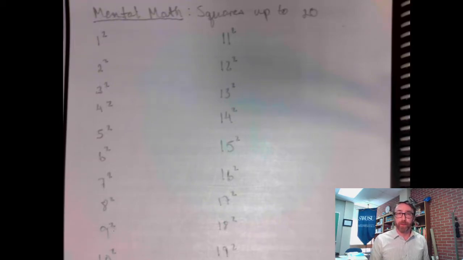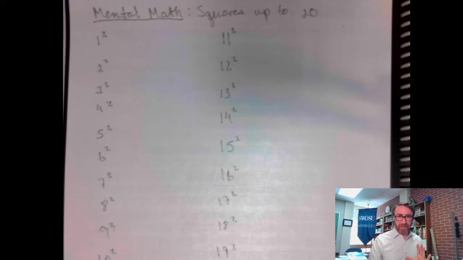In this video, we are going to do some extra work involving mental math and building up our mental math repertoire. One of the things that comes in handy when you're doing mental math is knowing your squares. So let's go over the squares of numbers up to 20. I would recommend you memorize these squares.